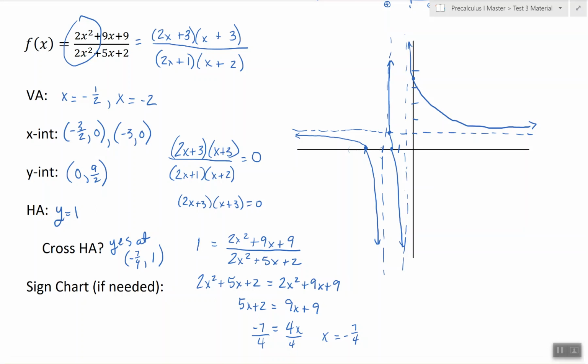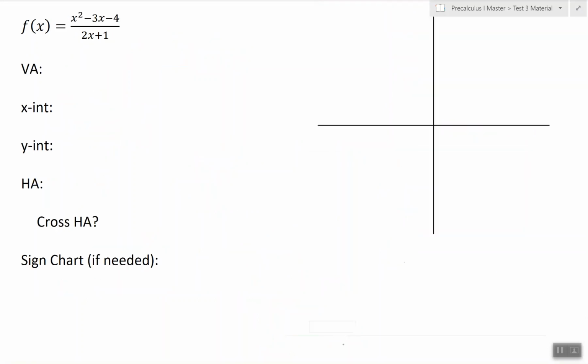If you want to be sure, you can always draw a sign chart and double check what the graph behavior is above and below the x-axis in those intervals. For this next problem, we'll want to go ahead and factor the numerator. And the denominator doesn't need to be changed at all.